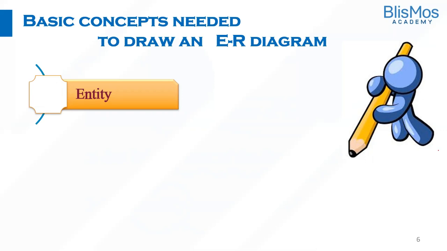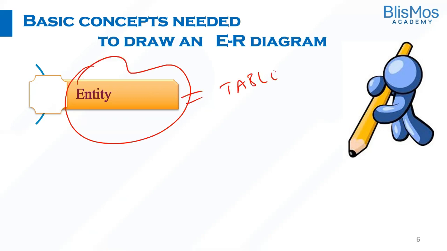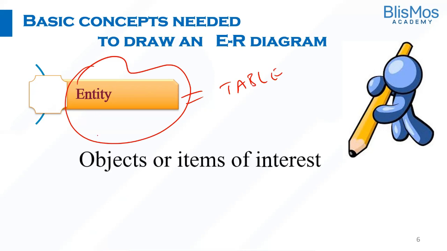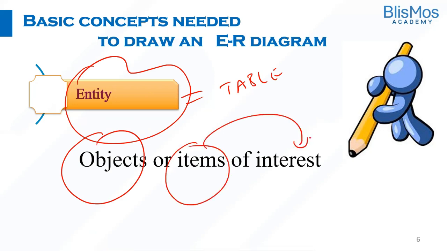What is an entity? Have you heard this term anywhere? Yes, we have. When we discussed about the database components, entity was one among them. So what is an entity? Entity is nothing but a table. So in the context of the ER diagram, entity is an object or items of interest. When I say interest, what kind of interest we are talking? Which we are interested to store the data.